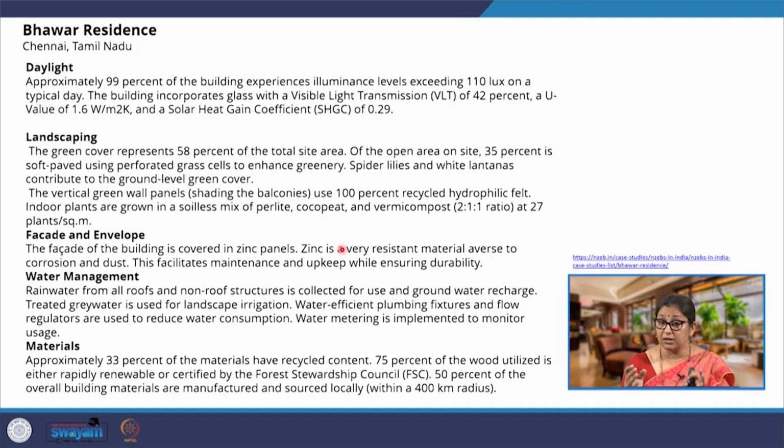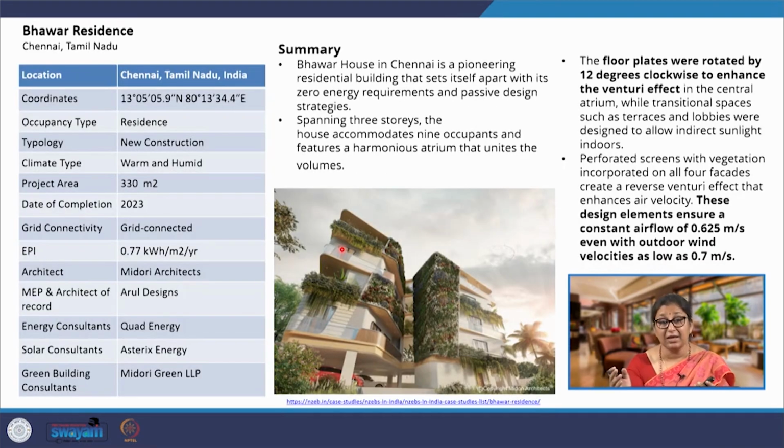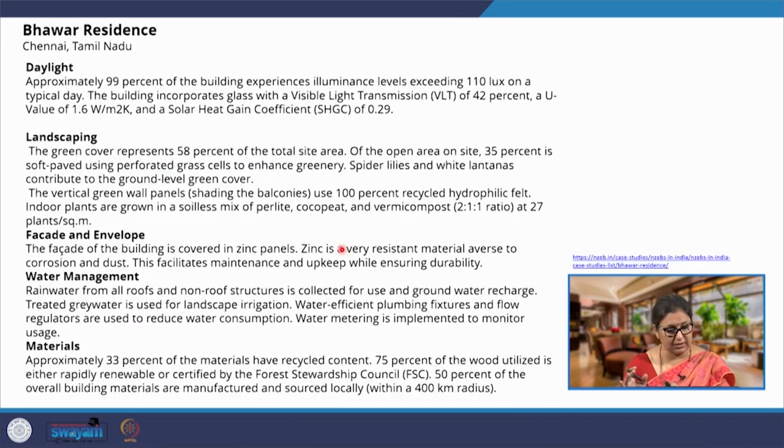Then landscaping, a lot of landscaping has been added in this residence, as we can see in this photograph, and this reduces the heat ingress to the inner areas. Facade and envelope. So, now this is one thing that we can discuss, and which can be criticized also, is that the facade of this building is covered in zinc panels. Now, zinc is a corrosion resistant material. Chennai, because it is warm and humid and has proximity to the sea, is prone to corrosion. A lot of building materials corrode.